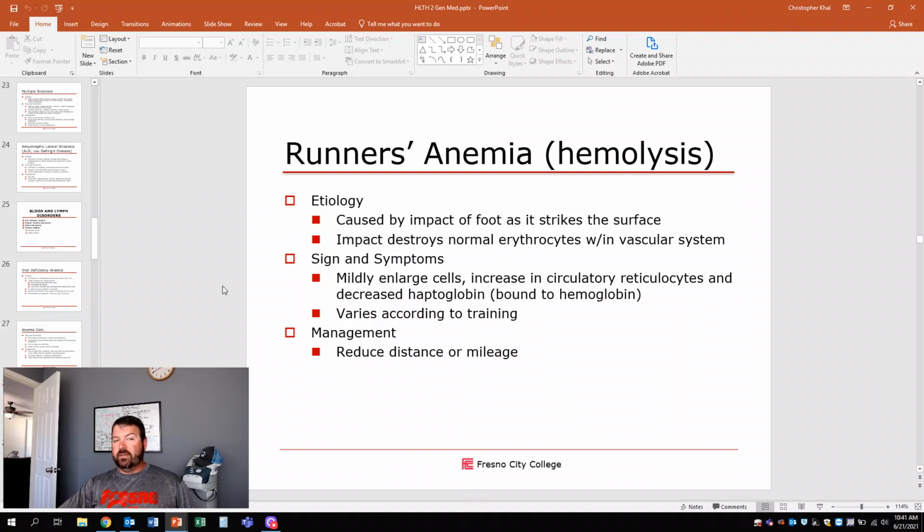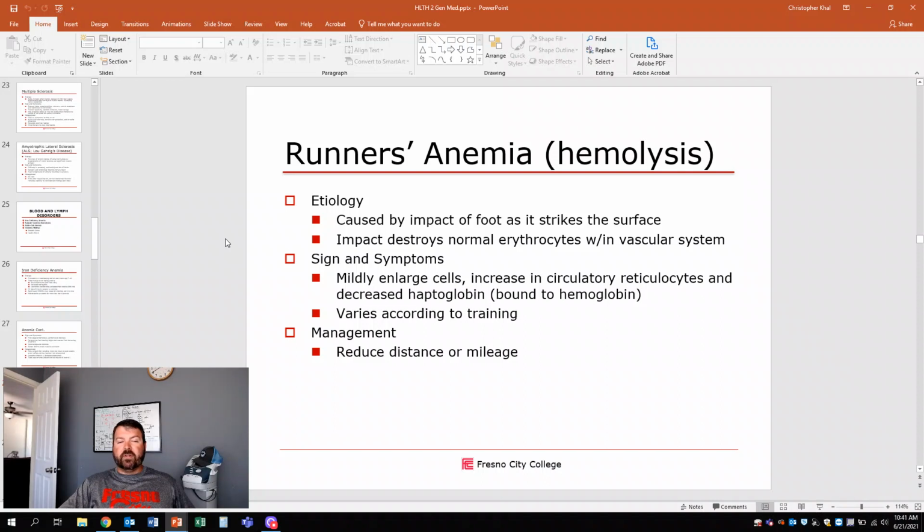Runner's anemia. Hemolysis, caused by the impact of the foot when it strikes the surface. Not saying that all runners have runner's anemia. That intense pounding of the feet destroys the normal erythrocytes, red blood cells, within the vascular system. They can also become enlarged and swollen. Not going to happen with every single person that's a runner, but it can happen.